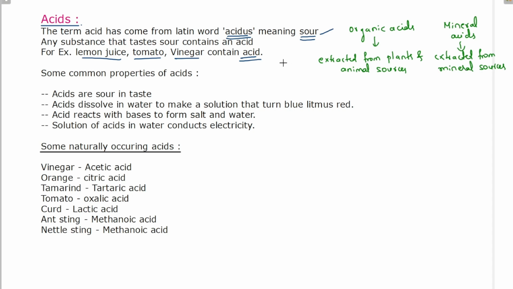As I said earlier, the substance which tastes sour contains acid. Yes, of course, but we cannot taste mineral acids. They are highly corrosive, which means it will damage our skin even if we touch it with our bare hands. As we know, there are many examples of organic acids which are extracted from plants and animals. And the examples include the acids which are present in lemon, tomatoes, oranges, curd. These can be termed as organic acids as they are extracted from plants and animal sources.